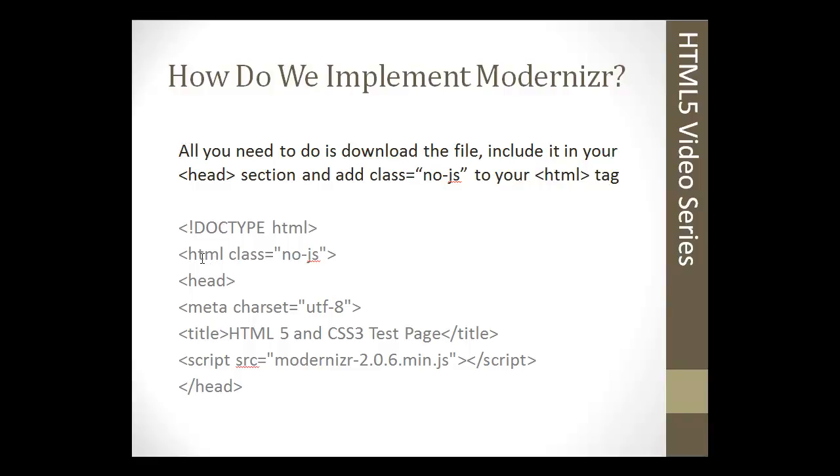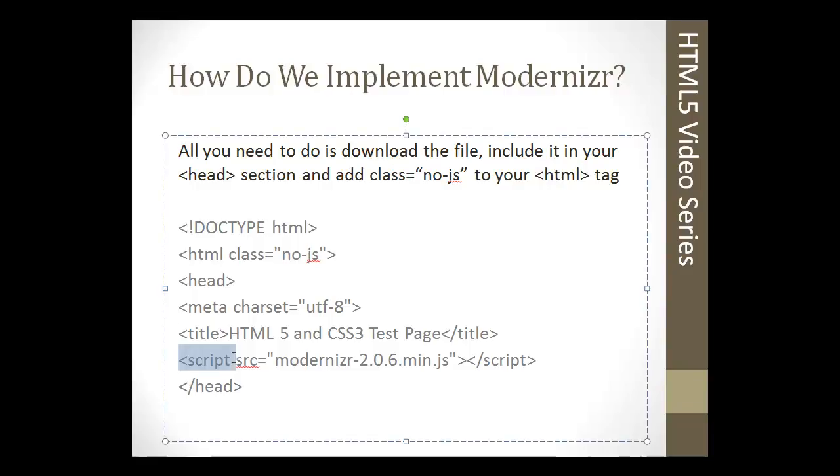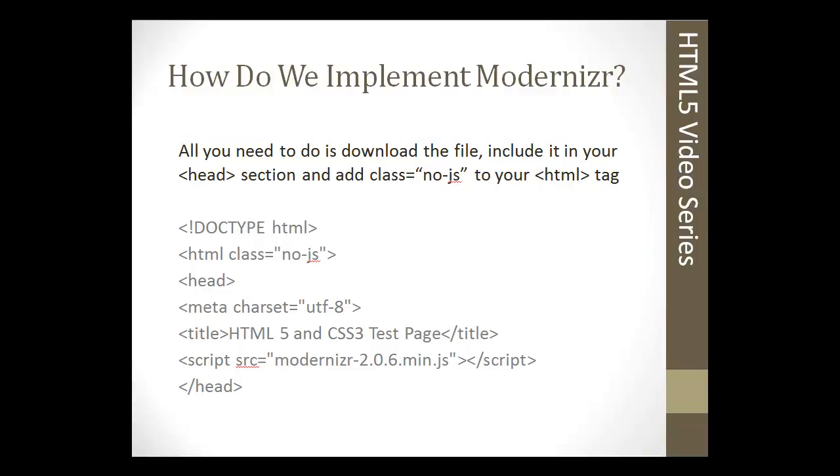First of all, you'd add a class to HTML called no-js, no dash hyphen whatever JS, and then down here you just include the script, the actual file that you downloaded, that you generated, and we've gone over this, how to include external scripts. So that's pretty much it. Once you've done that, you can use the functions and you can start using Modernizr.